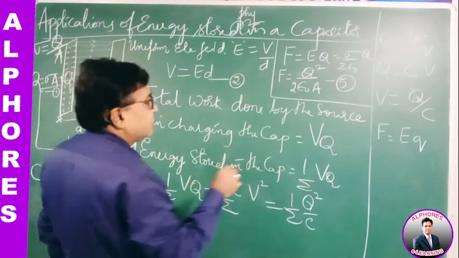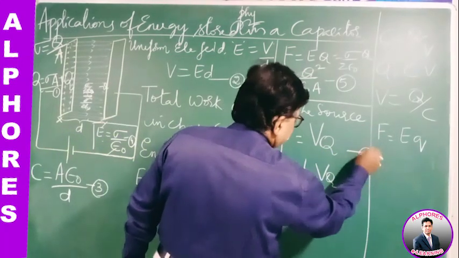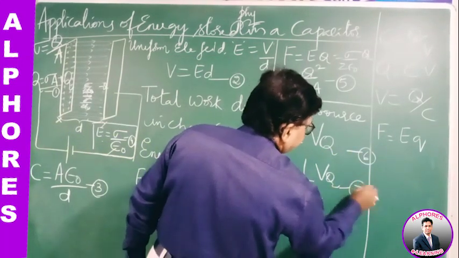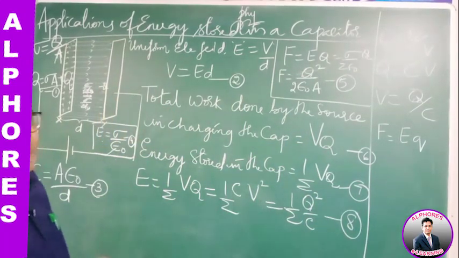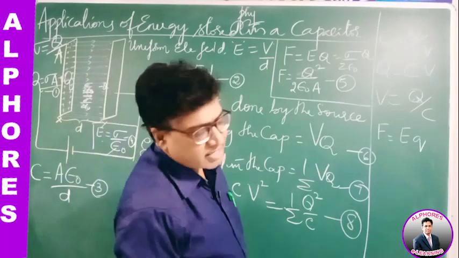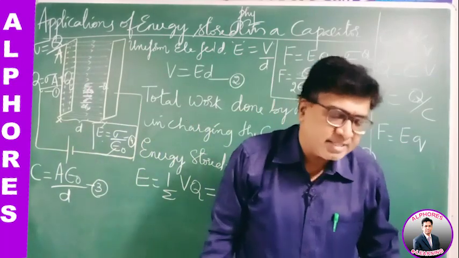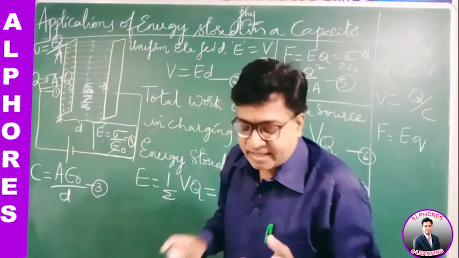So this is 6, this is 7, 8. I am writing all the formulas pertaining to a parallel plate capacitor. Whenever there is charge given to a parallel plate capacitor, what are the various parameters he is going to ask you? He can ask you charge.